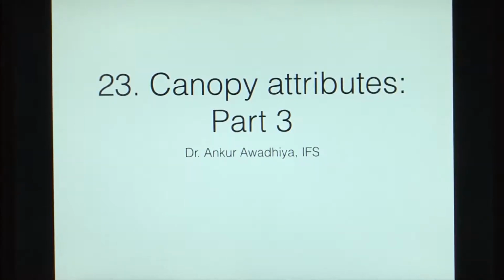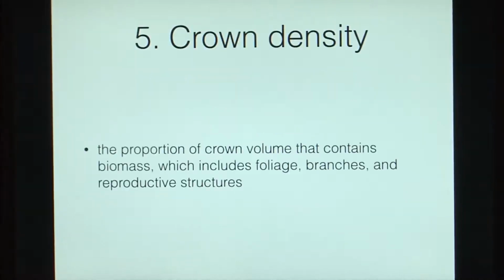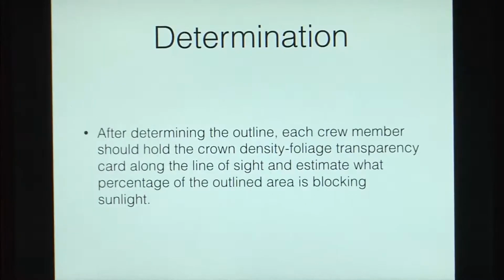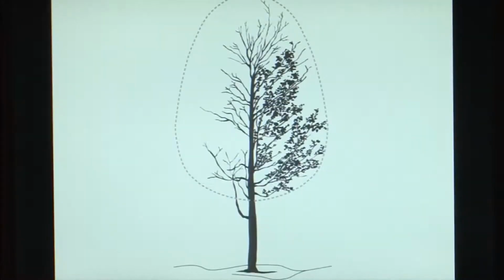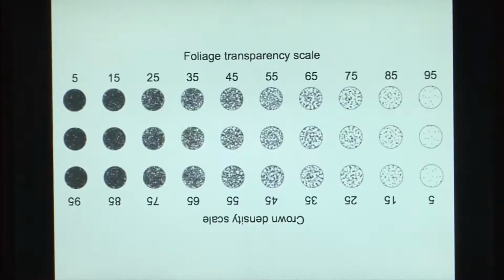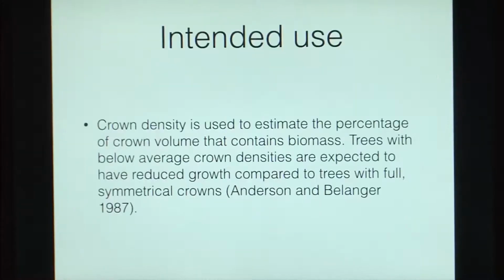Next we looked at some other canopy attributes including crown density. Crown density is the proportion of crown volume that contains biomass including foliage, branches and reproductive structures. We saw that we can figure out its crown density by first making out the shape of the canopy and then using some cards. These are the foliage transparency scale cards or the crown density scale cards. It gives us the percentage of crown volume that contains biomass.